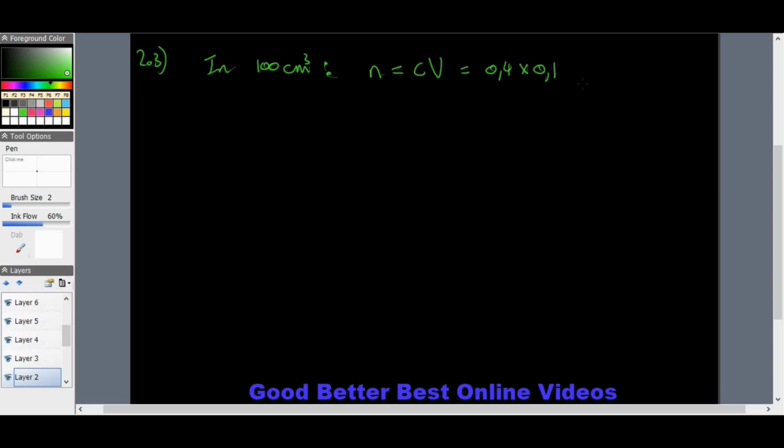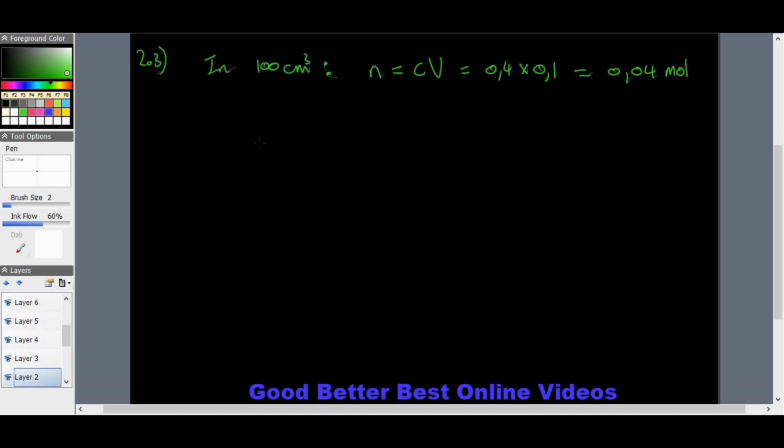100 cubic centimeters is 0.1 decimeters cubed, and we get an answer of 0.04 mole. Okay, 0.04 mole as the amount of substance in 100 cubic centimeters. Now we need to find out the volume.